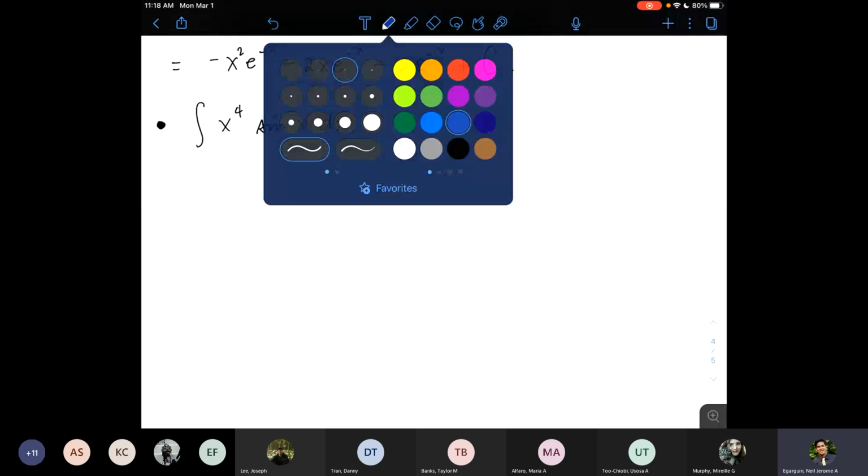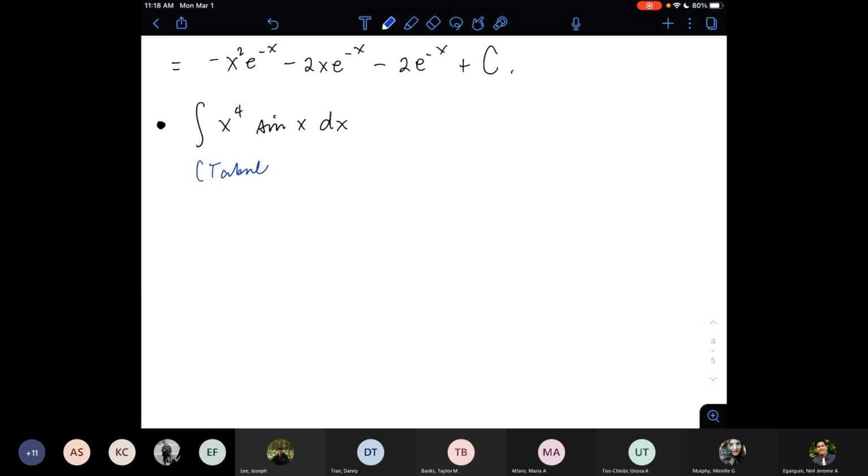Sometimes I use tabular IBP when I know that it will entail several iterations of the method for me to finally get the answer. This is particularly useful whenever one of the factors involved has a higher order derivative that goes to 0. If you look at x to the fourth, what are the derivatives of x to the fourth? It's going to be 4x cubed, then 12x squared, then 24x, and then 24. The derivative of 24 is 0.